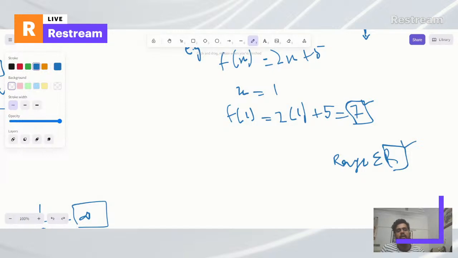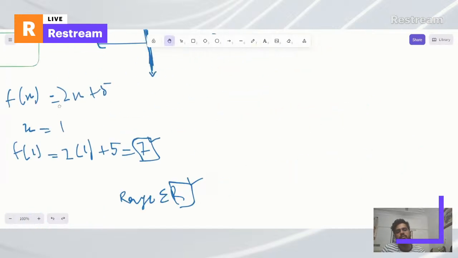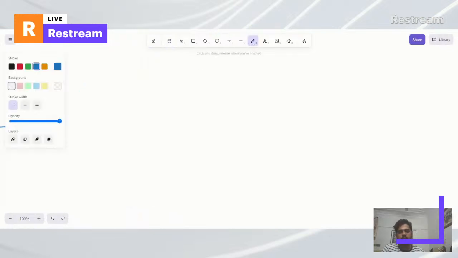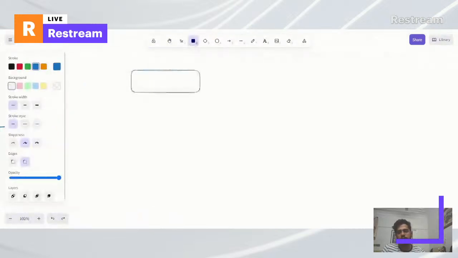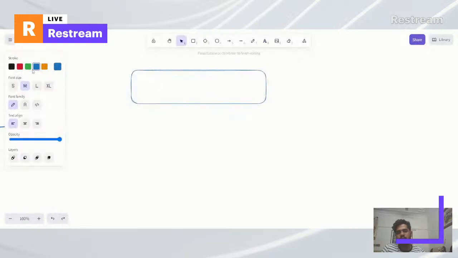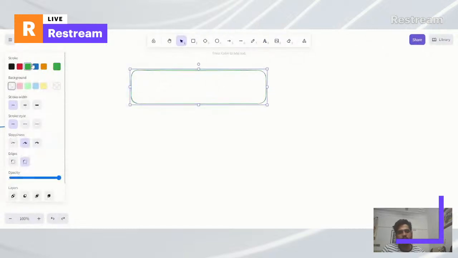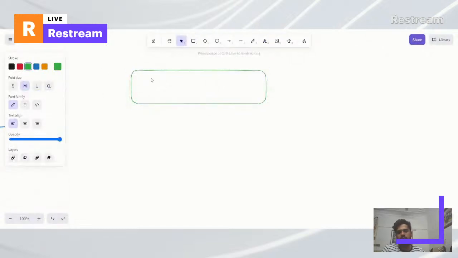So yeah, let's move ahead to another concept, which is composite functions. So what's a composite function? I think we did discuss this last time as well, but we didn't go into depth of it. We'll surely do this time.